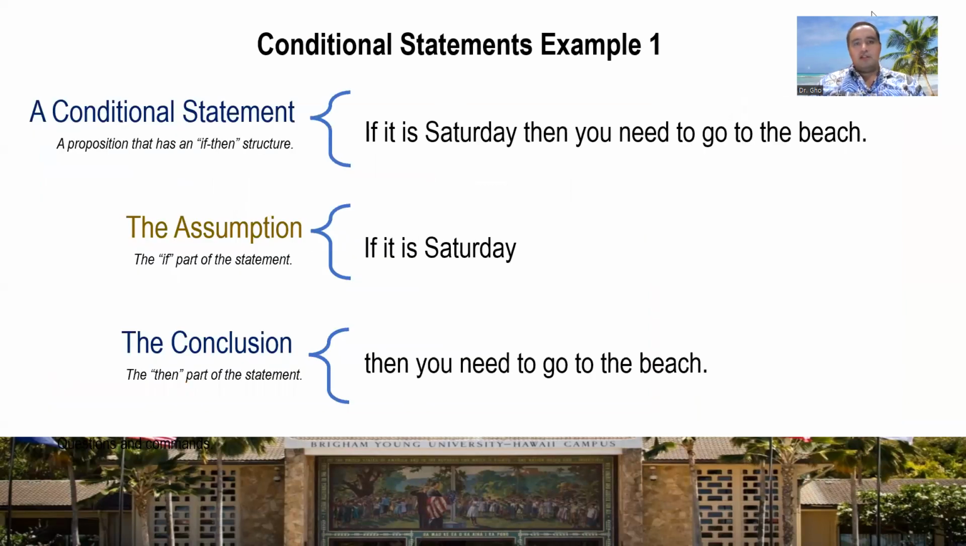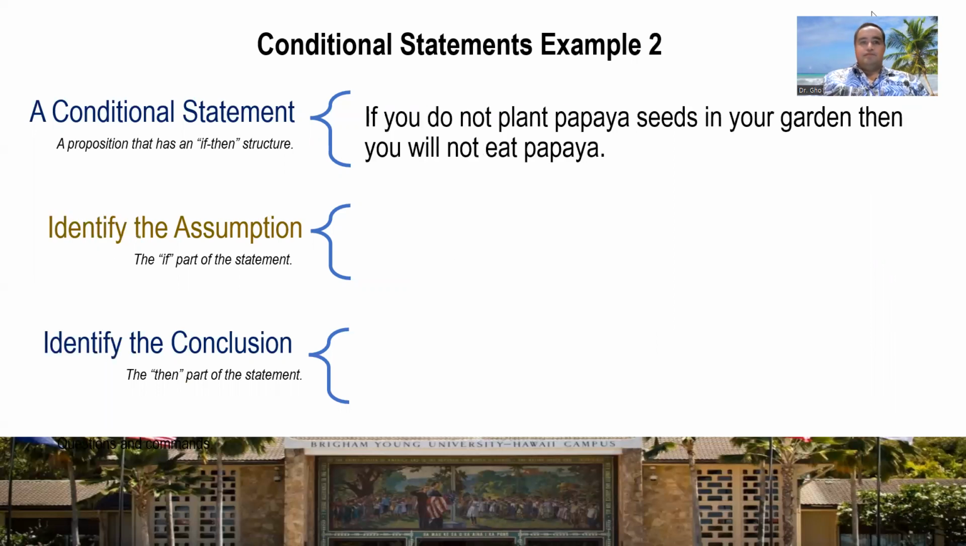So let's look at conditional statements. A conditional statement includes a proposition, and then there's a consequence that happens. For example, a conditional statement could be, if it is Saturday, then you need to go to the beach. The assumption here is, if it is Saturday, it's either Saturday or not. And then there's a conclusion, you need to go to the beach. So if it's not Saturday, you don't need to go to the beach. But if it is Saturday, you do need to go to the beach. That's what this conditional statement was telling us. And this is important because this is the kind of logic that we use in our if-then statements in Excel.